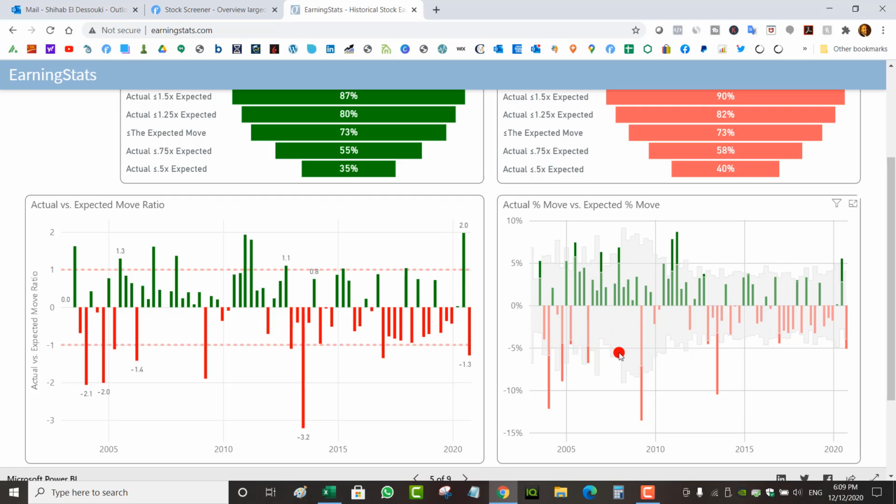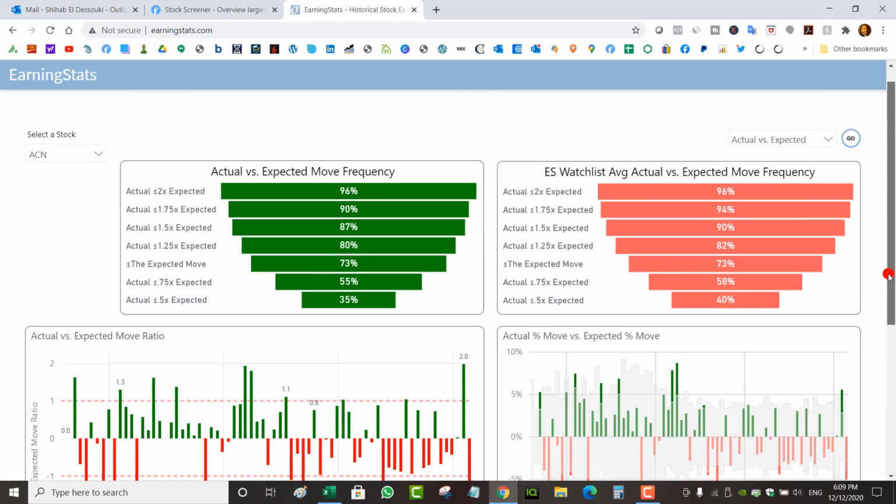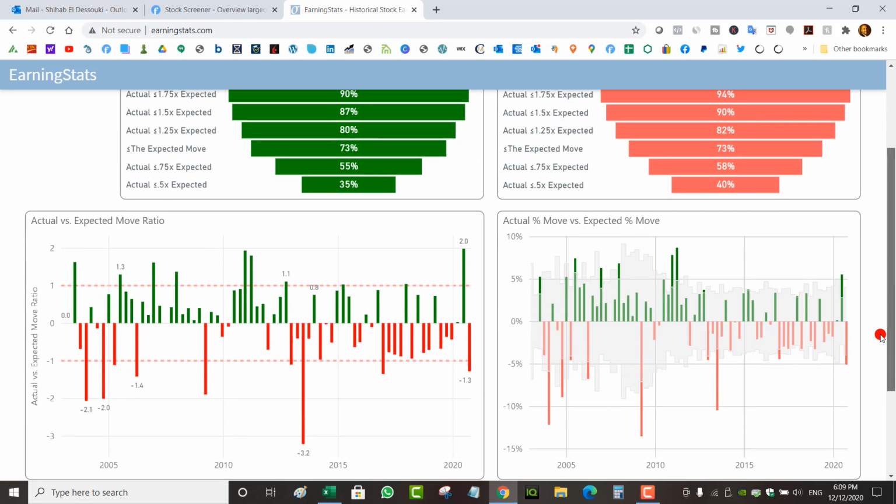But see the gray zone, the shaded gray, that's the expected move. And then the red and green bars, that's the actual move. So you can see that only 1, 2, 3, 4, 5, 6 times out of, I don't know how many times this is, but it seems a lot. Only 6 times did it go outside of expected move after earnings on the downside. Otherwise, every other time it was either inside expected move on the downside or it went up. So that shows that I've got a good chance of winning on an out of the money put credit spread.